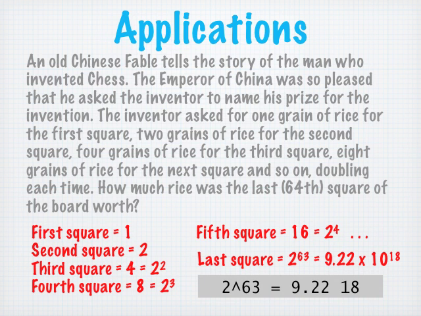So if you put 2 to the power of 63, if your calculator has the caret sign, it would be caret. If it has an x to the y button, that would be replaced with x to the y. It'll show you 9.22 and then probably a space and then 18. So it's just trying to write 9.22 times 10 to the 18th.